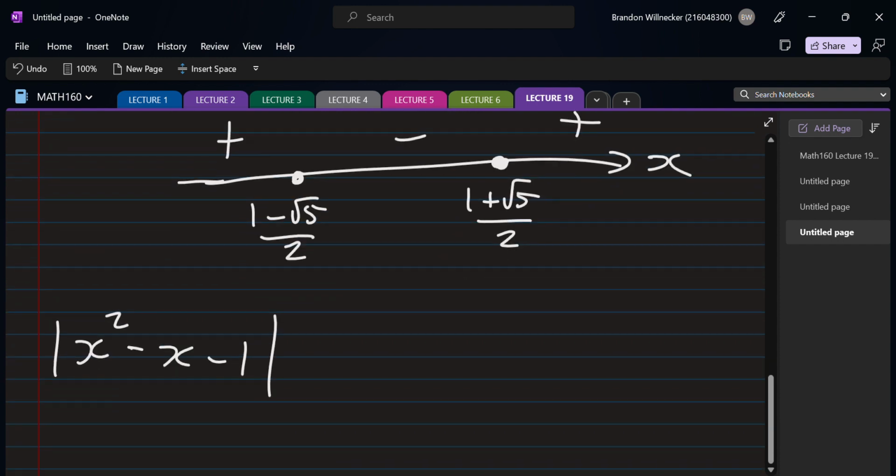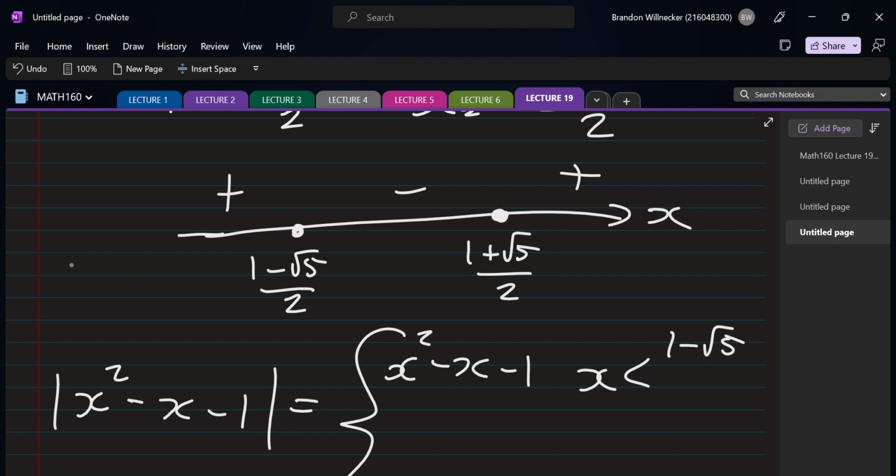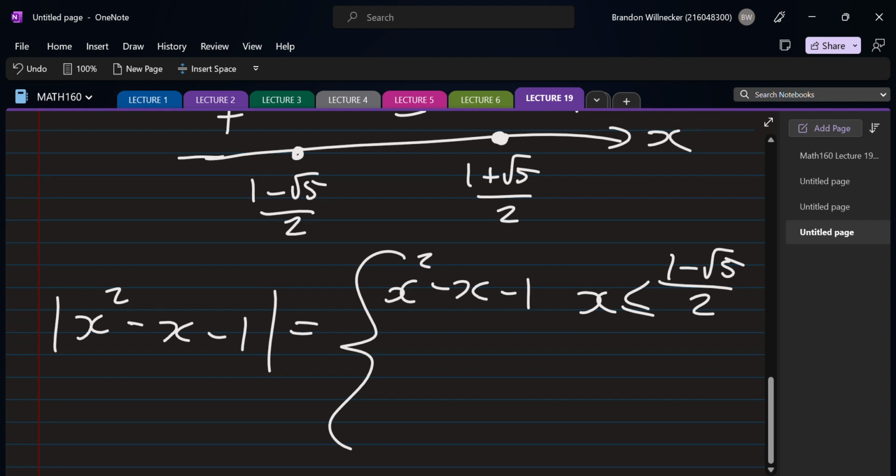Okay, we can split this up into 3 parts. Okay, so the first part will be up to the first root, where it's positive. Since it's positive, we can just leave it alone. So it will be x squared minus x minus 1 for x being less than 1 minus root 5 over 2. Okay, you can put an equals as well.